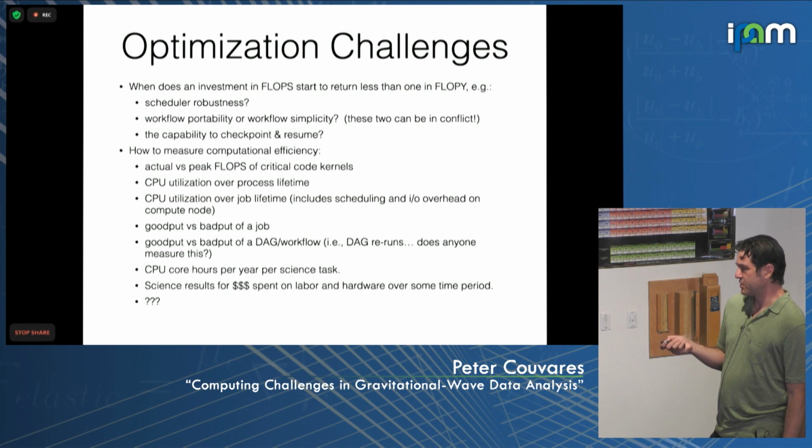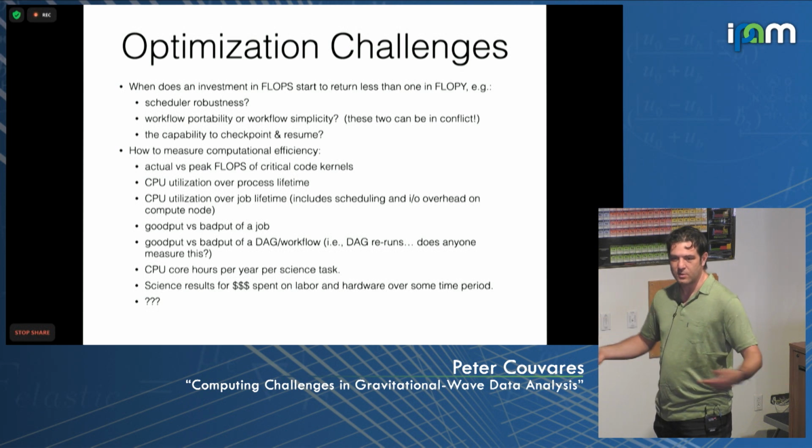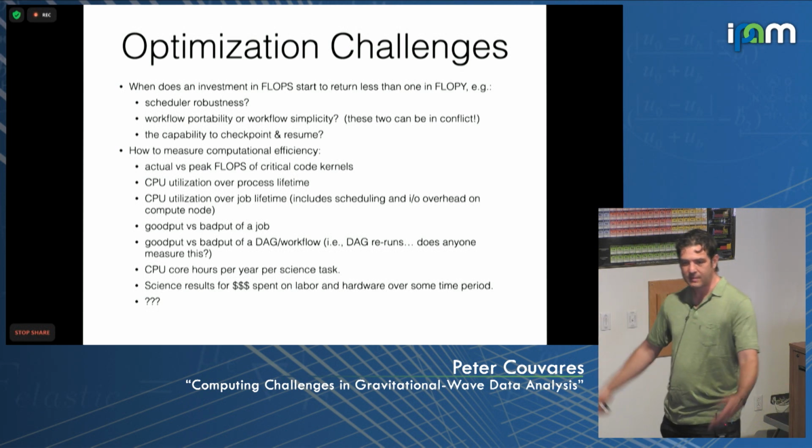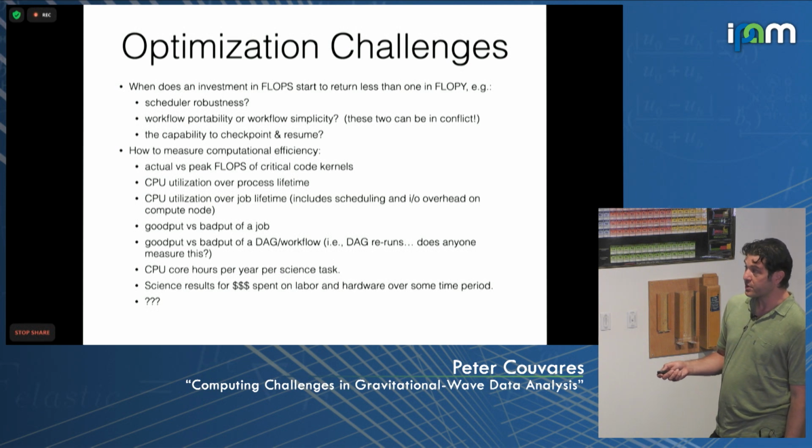How do we measure computational efficiency? There's actual versus peak floating point operations per second of individual pieces of code. There's how well you utilize the CPU over the entire process. A lot of codes are very fast for a little while and then sit there waiting for I/O for half their time. You've got to look at the whole process lifetime: CPU utilization over a job lifetime.